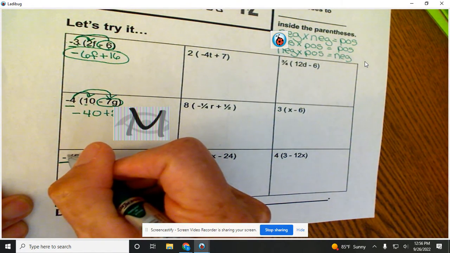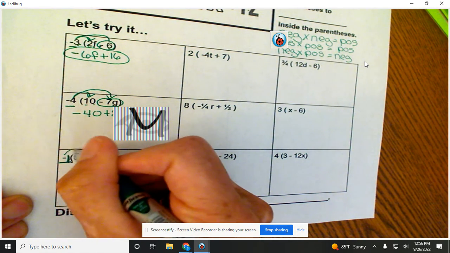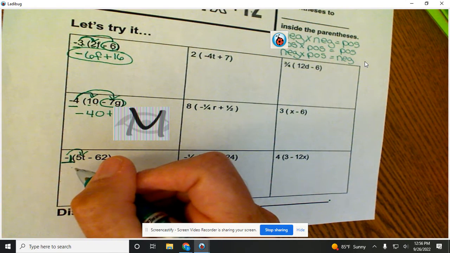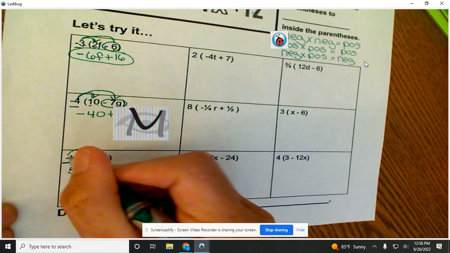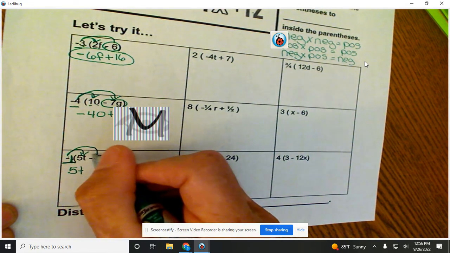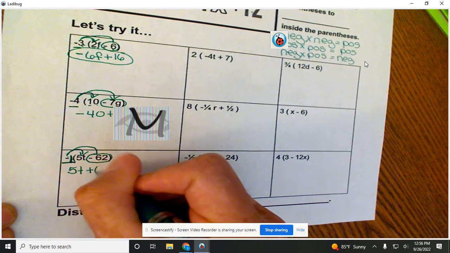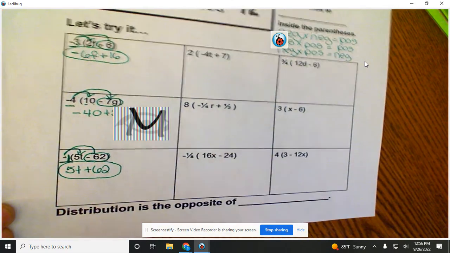Now, if you were to see something like this, where it's strictly a negative outside, just remember that you have our secret 1 that's in front. So a negative 1 times a positive 5t gives you a negative 5t. And our negative 1 times our negative 62 will give us a positive 62. And once again, we are done.